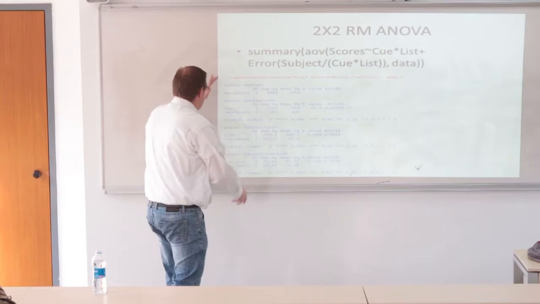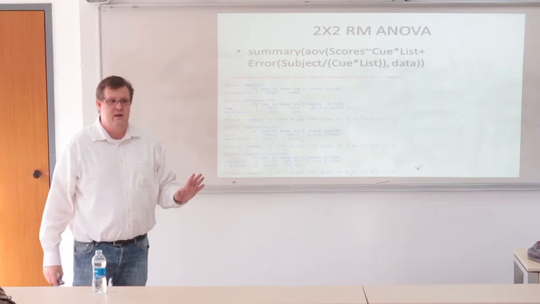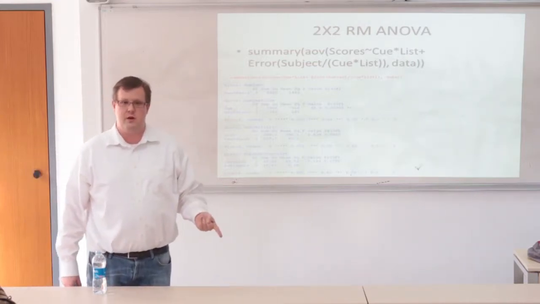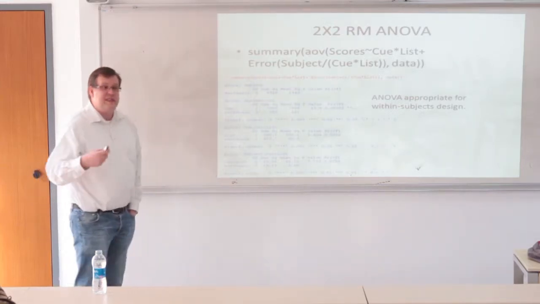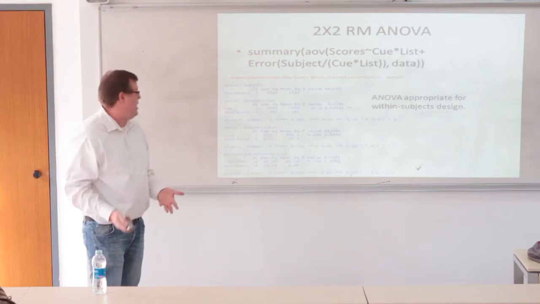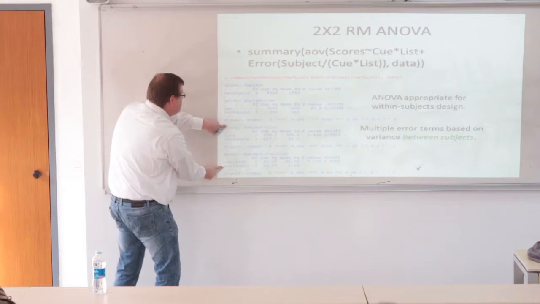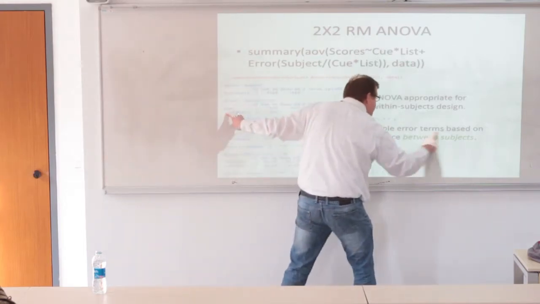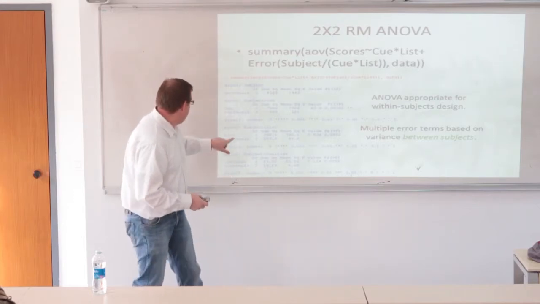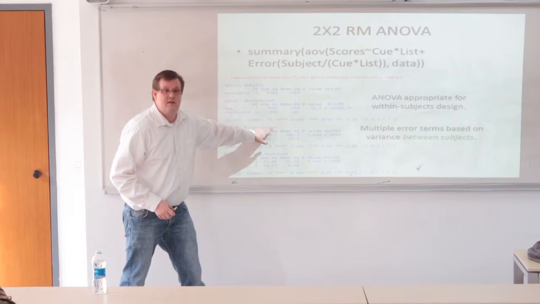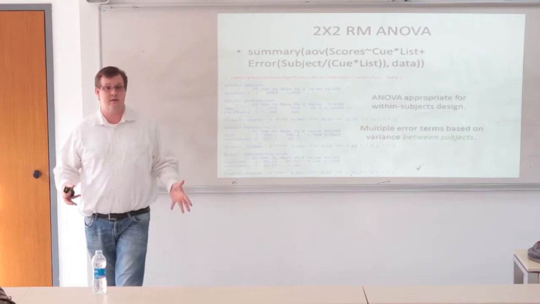So we do this and we get data that looks like this. And now all of a sudden, instead of having just one error term, we have a bunch of error terms, right? Now, this type of ANOVA is appropriate for a within subjects design or a repeated measures design, right? Now, even though we have multiple error terms, notice that each of these error terms is based on between subjects variance, right? That's where this interaction comes in. The interaction of subject with list, right? The subject part is between subjects.